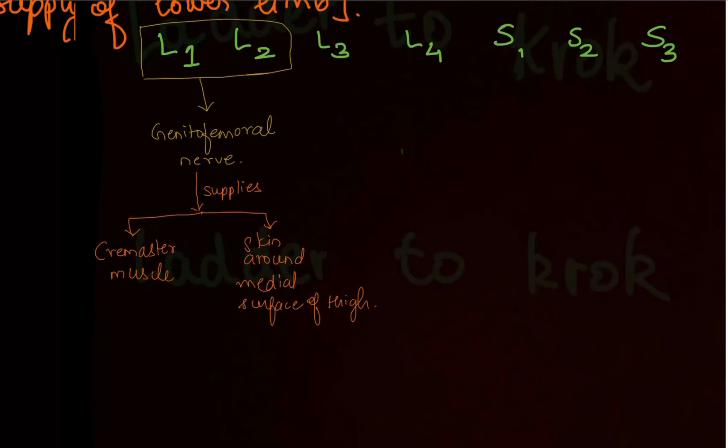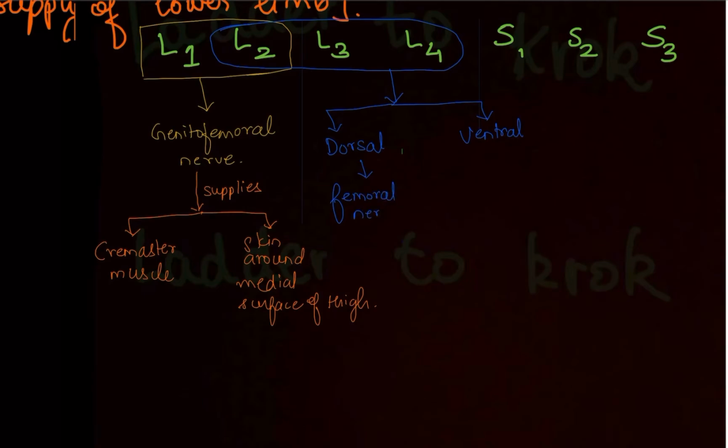Okay. Now the second nerve comes from L2 to L4. This L2 to L4 is the root value for two nerves. It gives off two branches, the dorsal branch and a ventral branch. The dorsal branch forms the femoral nerve and this ventral forms the obturator nerve.